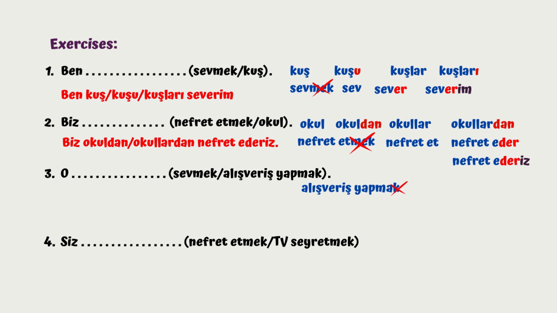We're gonna get rid of mek. We have alışveriş yapma. And I'm gonna attach y or yı. Last vowel of alışveriş yapma is a. So I'm gonna attach y. So it will become alışveriş yapmayı.